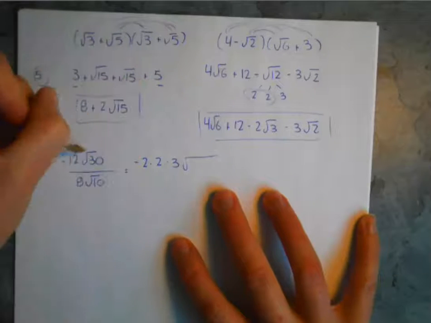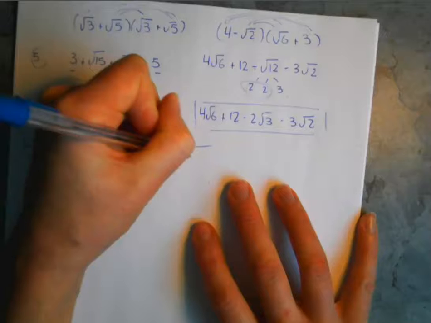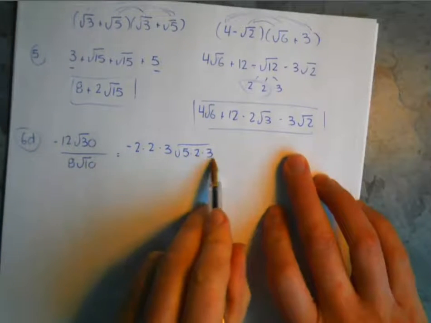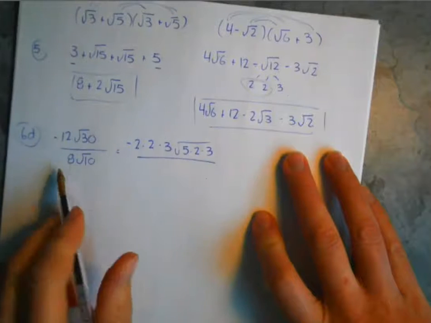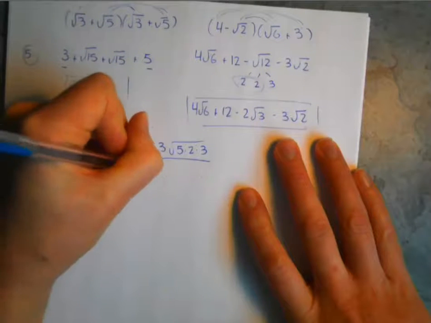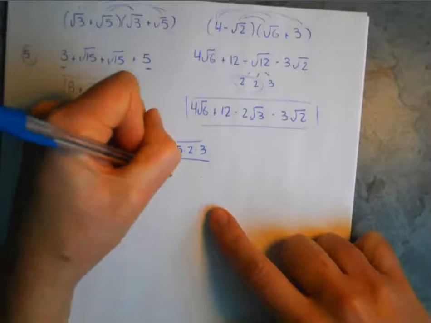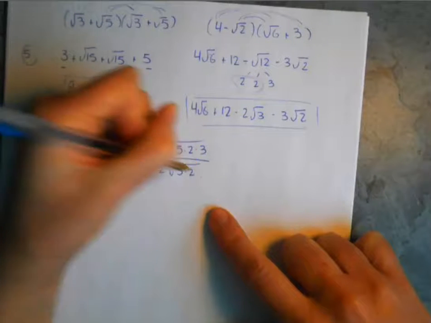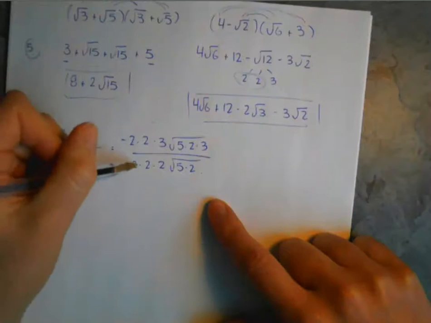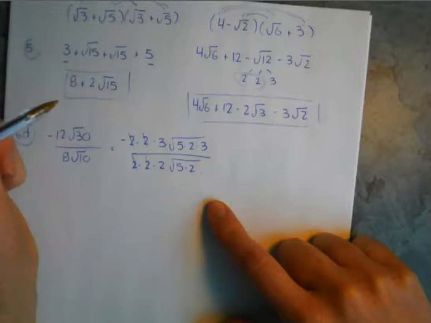And then for root 30, 30 is 6 times 5, which is 5 times 2 times 3, if we break it down more simply. And then on the bottom we have 8, and 8 is 2 times 2 times 2 in its simplest terms. And then 10 is, of course, 5 times 2. So now we want to look and see, remember when you're dividing, anything that's the same can be taken out. So 2 divided by 2 is 1, 2 divided by 2 is 1, so those cancel out.